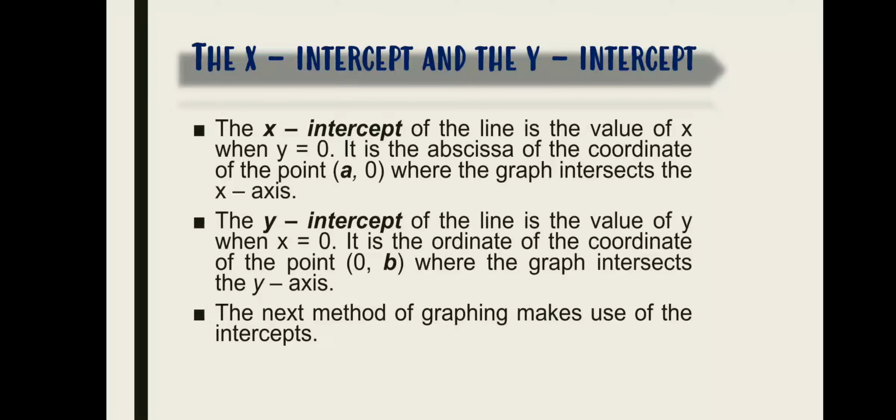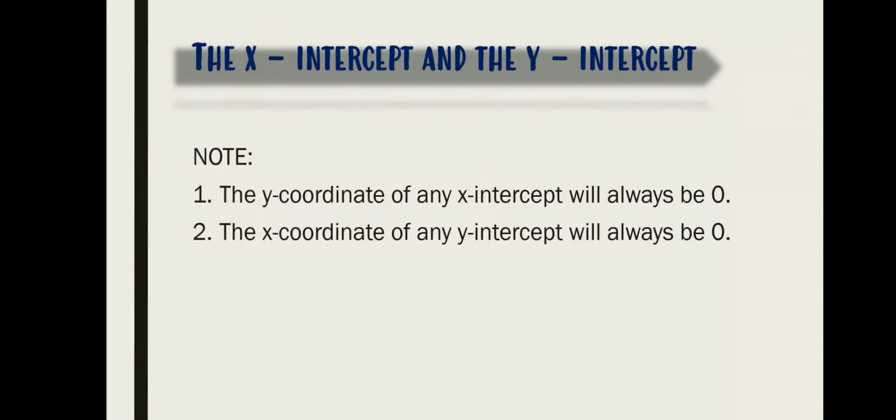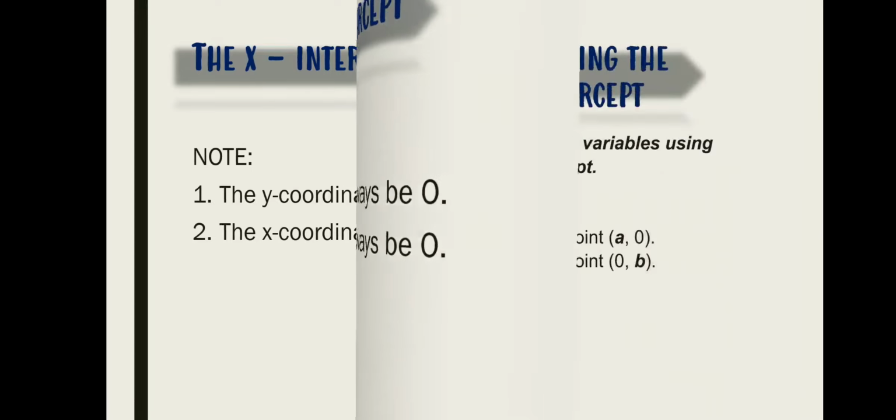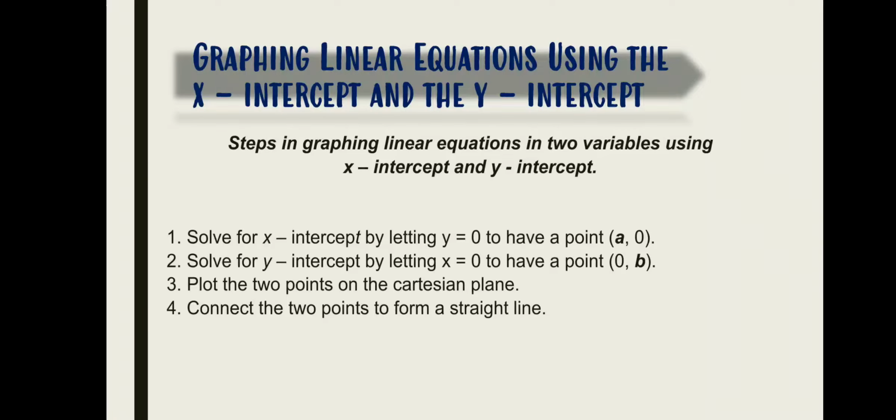The next method of graphing makes use of the intercepts. Take note that the y-coordinate of any x-intercept will always be 0, and the x-coordinate of any y-intercept will always be 0. Here are the steps in graphing linear equations in two variables using x-intercept and y-intercept.